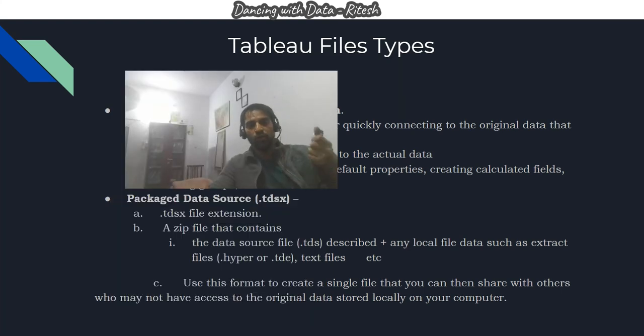Then I thought to follow the .tdsx approach instead, which says that the .tdsx file extension is a zip file that will contain the .tds, meaning the information is there, but along with that information it also has the local file in the form of a zip, such as an extract file, text file, etc. Using this format to create a single file, you can share it with others. That's what I wanted. I wanted to share that particular book with others as well as with me.